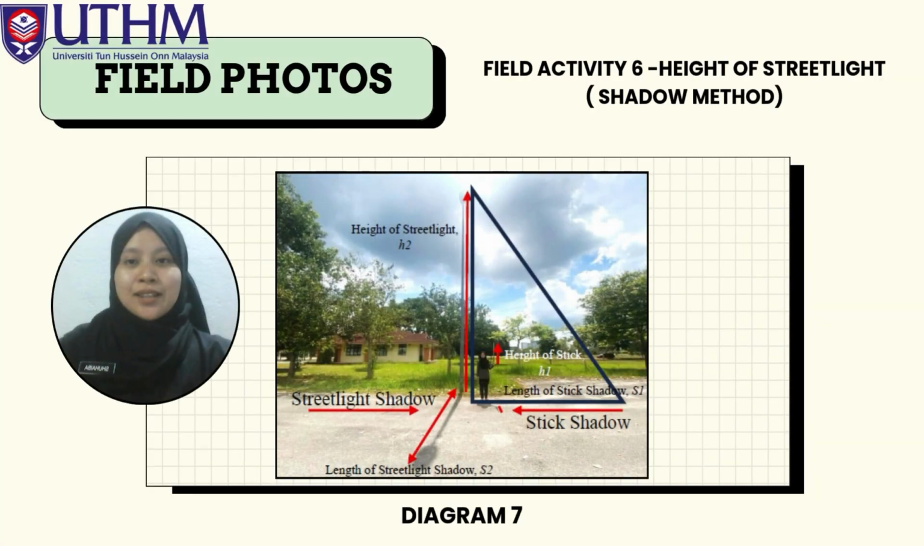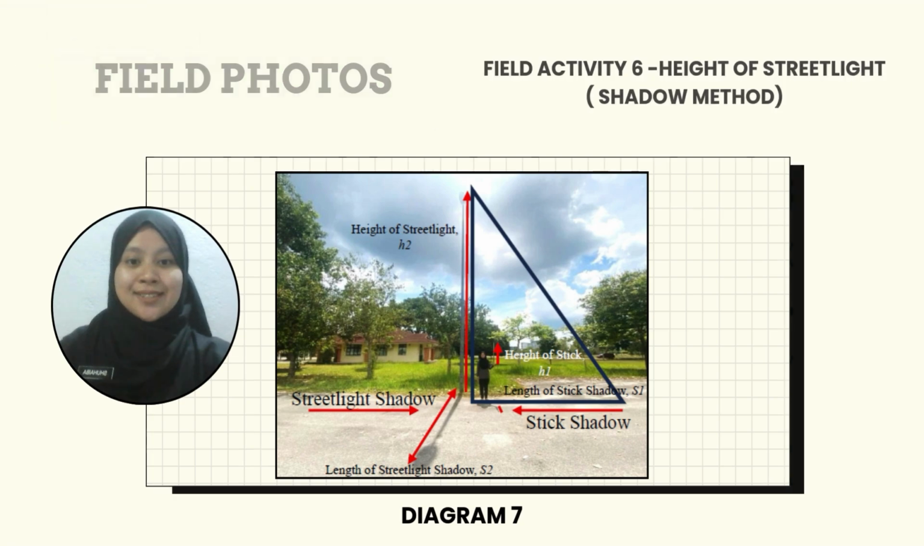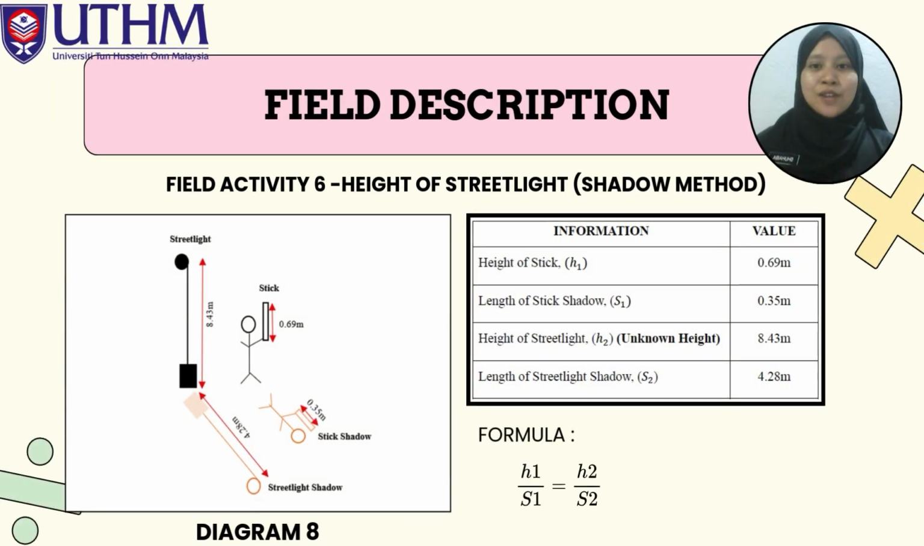Okay, third, the field activity we chose is field activity 6: height of street light using the shadow method. In this activity, we begin with the field photo showing the street light and its shadows, followed by the field description that explains all measured values.